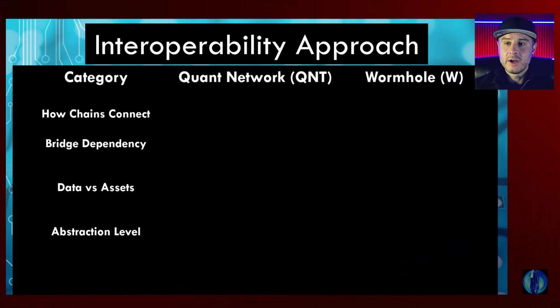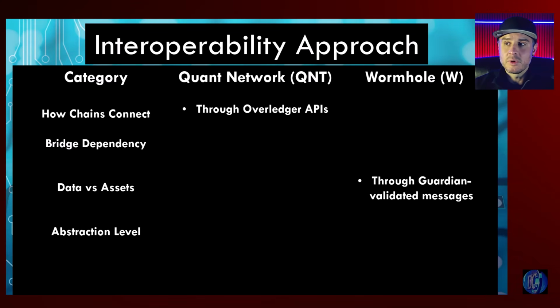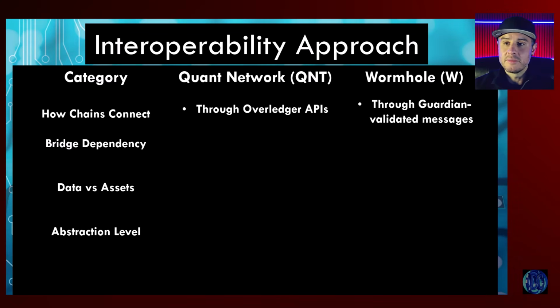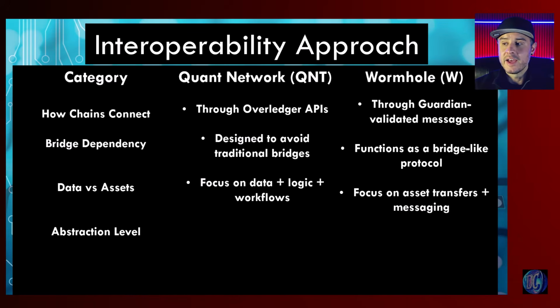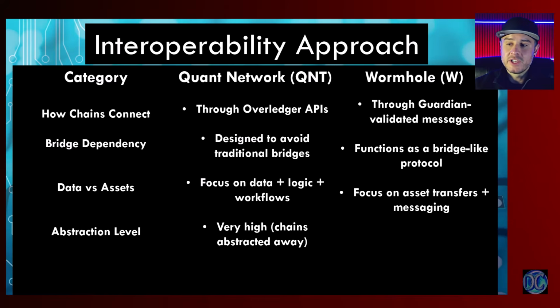Interoperability approach for Quant: how chains connect for Quant is through Overledger APIs, whereas Wormhole is through Guardian-validated messages. Quant's bridge dependency is designed to avoid traditional bridges, whereas Wormhole functions as a bridge-like protocol. Data versus assets: Quant focuses on data, logic, and workflows, whereas Wormhole focuses on asset transfer messaging. Abstraction level for Quant is very high, chains abstracted away. For Wormhole it is low, chain-aware integrations.